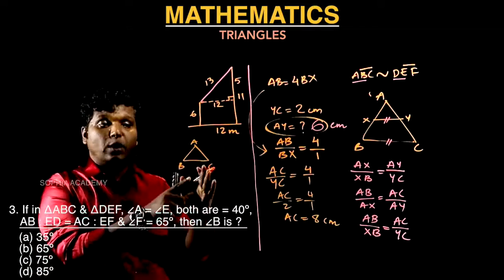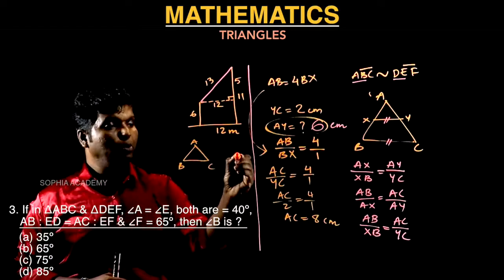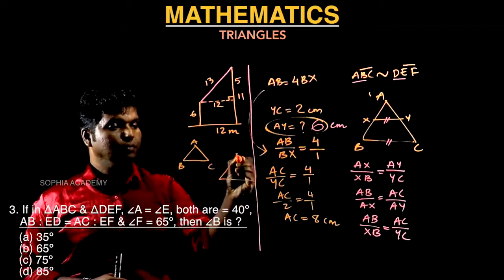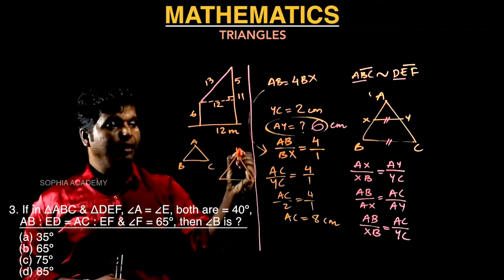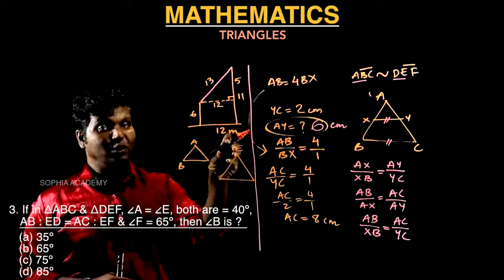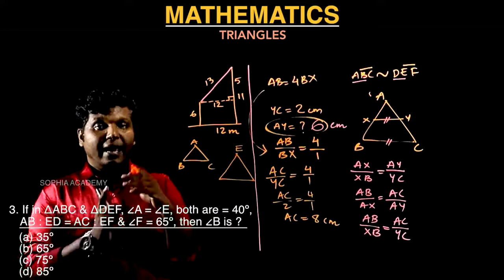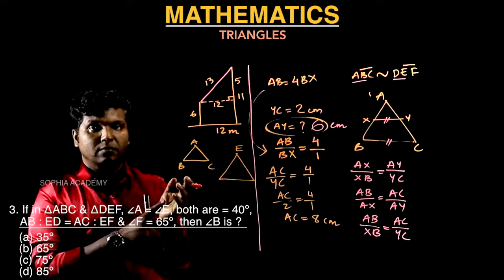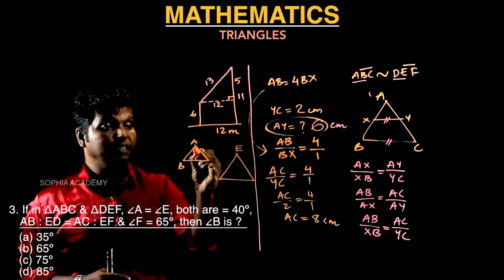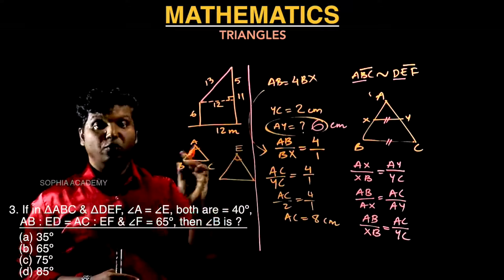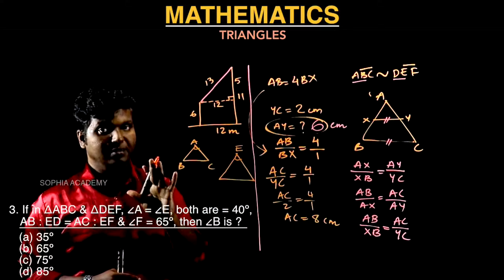Angle A is equal to angle E. So I am drawing like this. A and E are equal. So I am bringing that E on the top. Then what else is given inside that question? These 2 are equal to 40 degrees. Means this is also 40 degrees. This is also 40 degrees. Okay, keep that in your mind.